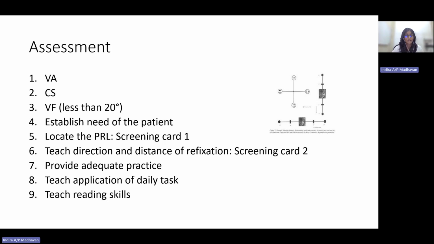Okay, so once you're done with that, then we locate the PRL. We try to locate the PRL using screening cut number 1. And if you look at the picture over here, right?